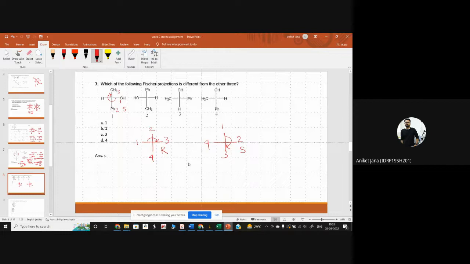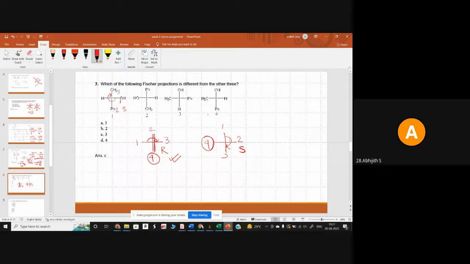Yes. So this is a very good rule: if the lowest priority group, here 4, is in the vertical plane, it will follow the same configuration it has. If it is clockwise, then it is R. Here you can see that the lowest priority group is in the horizontal plane, so we have to change the absolute rotation. If it is clockwise, it should be R, but here it changes to S. Okay, clear? Yes, sir.